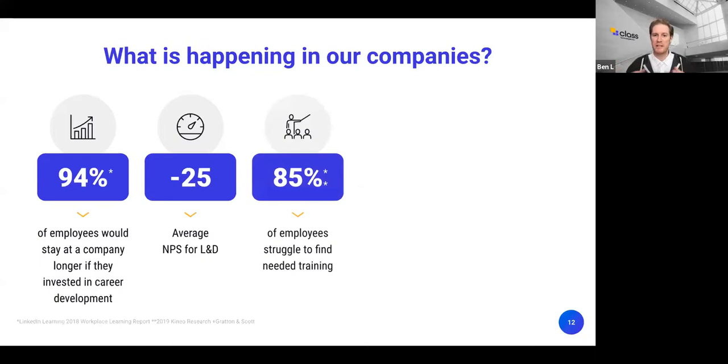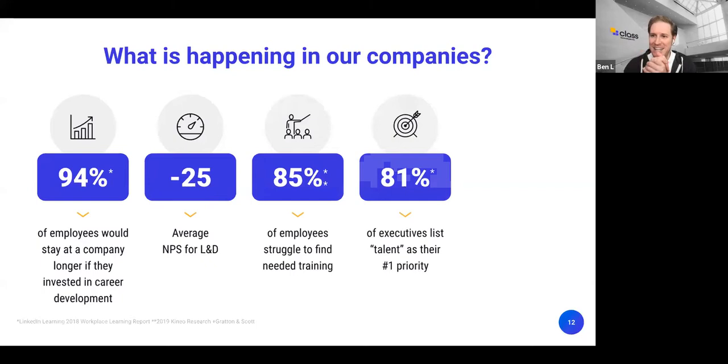85% of employees are struggling to find the needed training. Okay. How about 81% of executives constantly say talent is our number one priority. Number one priority. NPS, so I see that in the chat. Net Promoter Score, thank you. If somebody in the chat wants to throw in just a brief description of NPS, that would be helpful.